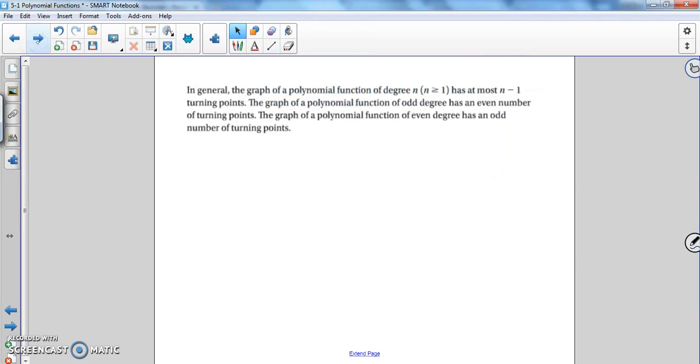So, in general, the graph of the polynomial function of degree n, where n is greater than 1, has at most n minus 1 turning points. The graph of the polynomial function of odd degree has an even number of turning points, and the graph of a polynomial function of even degree has an odd number of turning points.